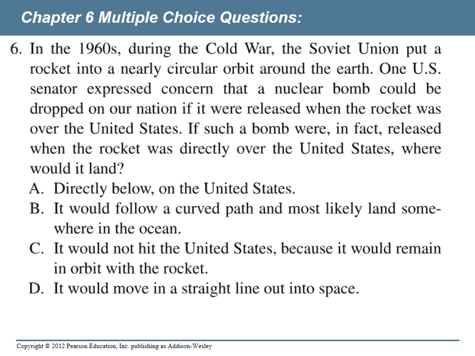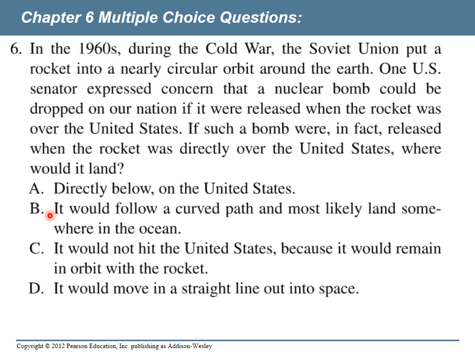In this problem, we have a rocket that's over the United States, and the question is where would the bomb land if it's released when it's directly over the U.S.? Hopefully, at least from the Chapter 3 material, you wouldn't say directly below on the United States, because if it's going around the Earth, then it has some velocity, right? So it would at least be traveling horizontally while it's falling. So hopefully you don't pick A.